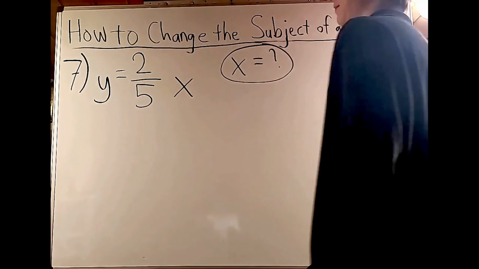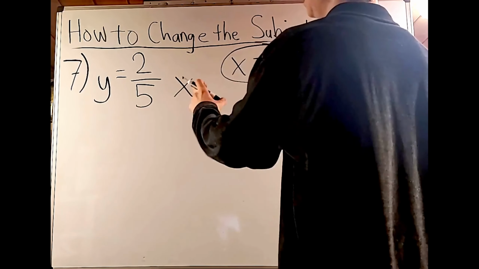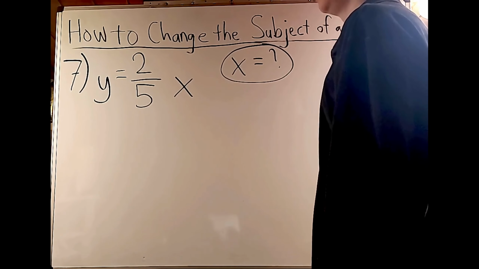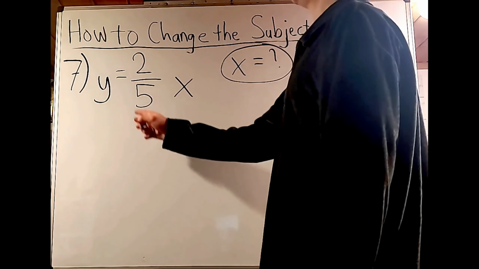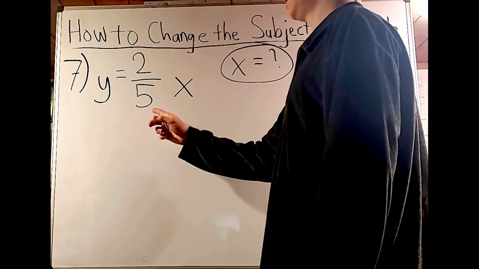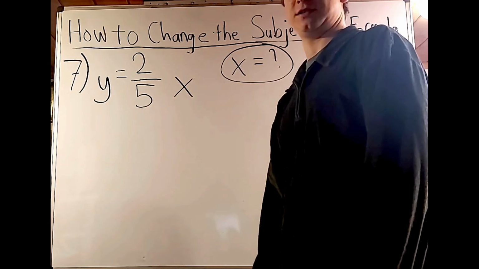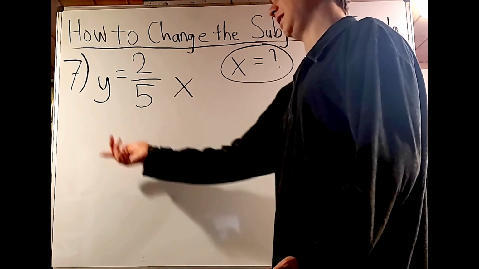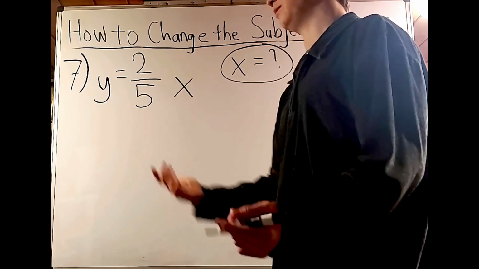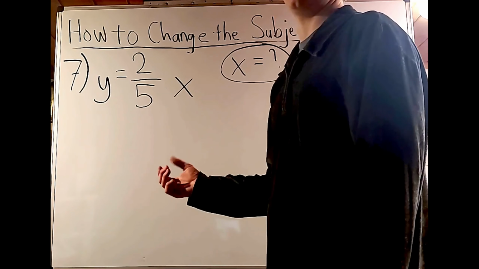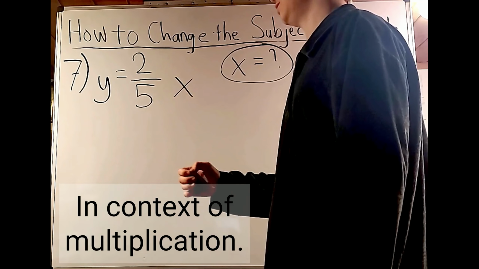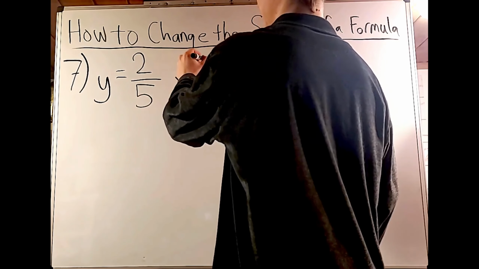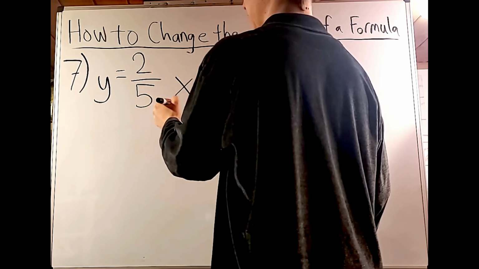Okay, now number 7, we see y equals 2 over 5 times x. We want to solve for x. So now remember what I said. The 2 over 5 is being multiplied by x. Okay, so we could always divide by x and get x on the other side, but that probably wouldn't do us very good. Here's a good trick if you have a fraction that you want to get rid of. We can take the reciprocal of our fraction and multiply. So we get 2 over 5.